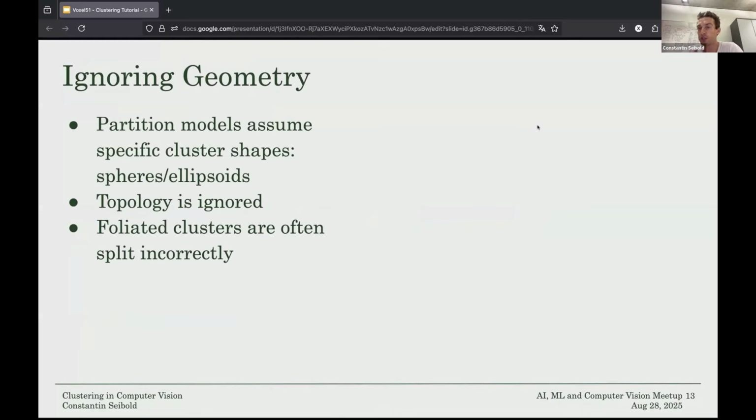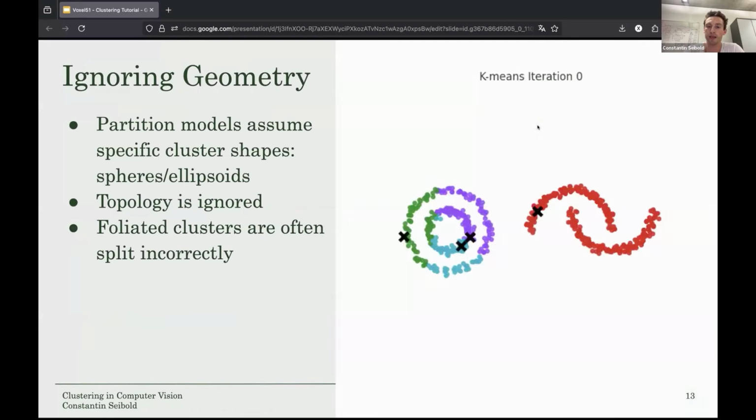Many partition models assume a specific shape of the cluster, like hyperspheres or ellipsoids in 2D, and the topology of the data is typically ignored. So when we look at this really simple example of the moons or rings data sets, we can see that k-means typically moves in the optimization steps towards these ellipsoid type approaches, which might not capture your data as it should be.